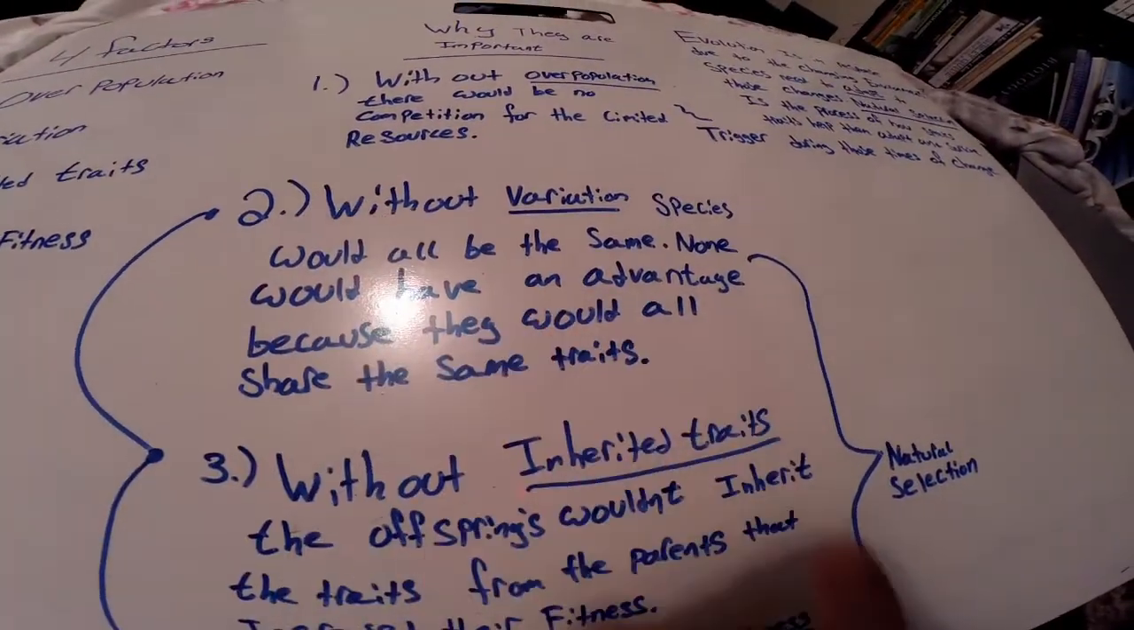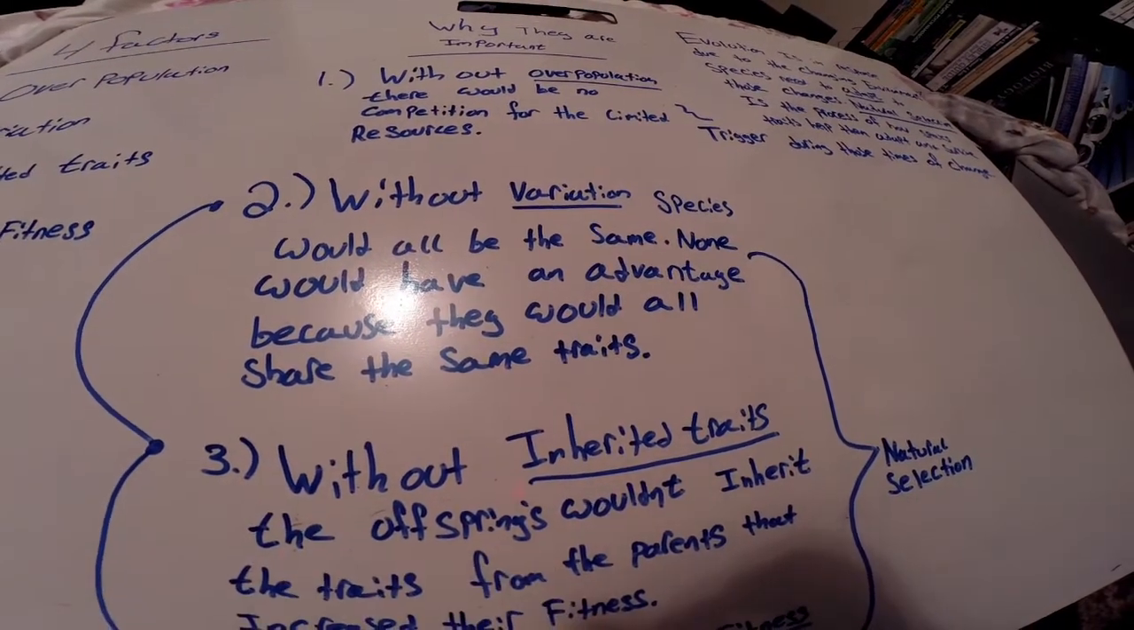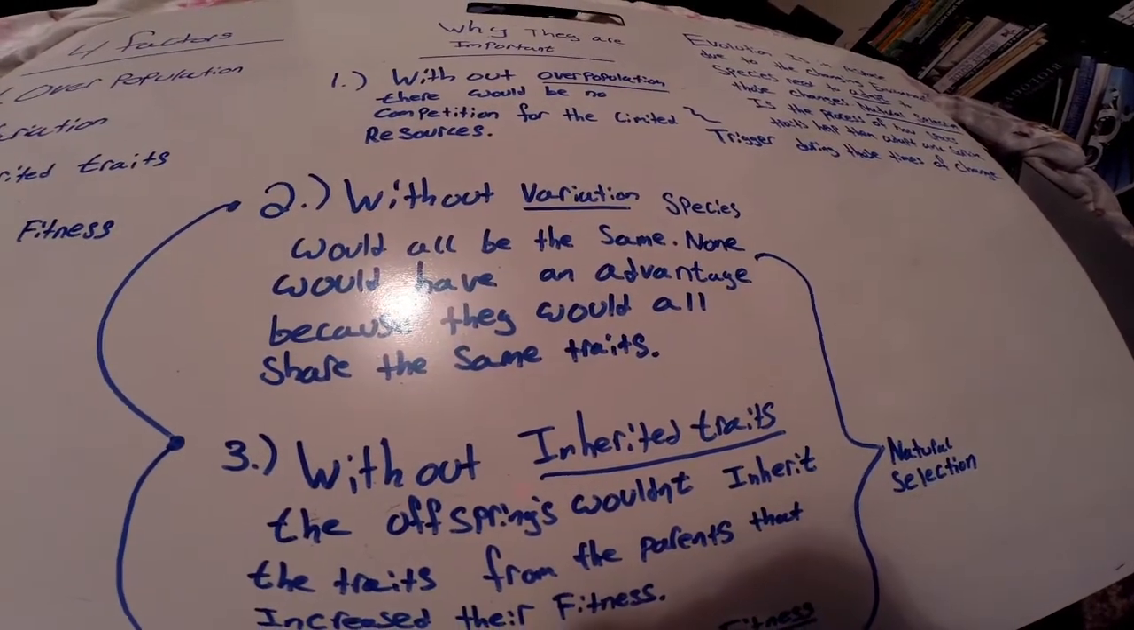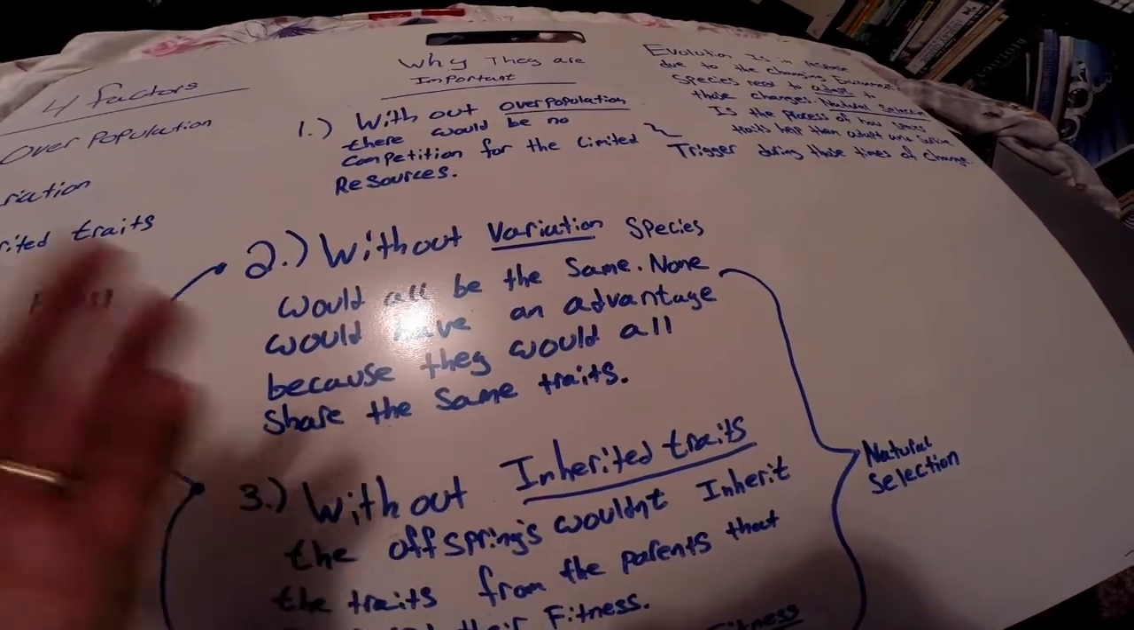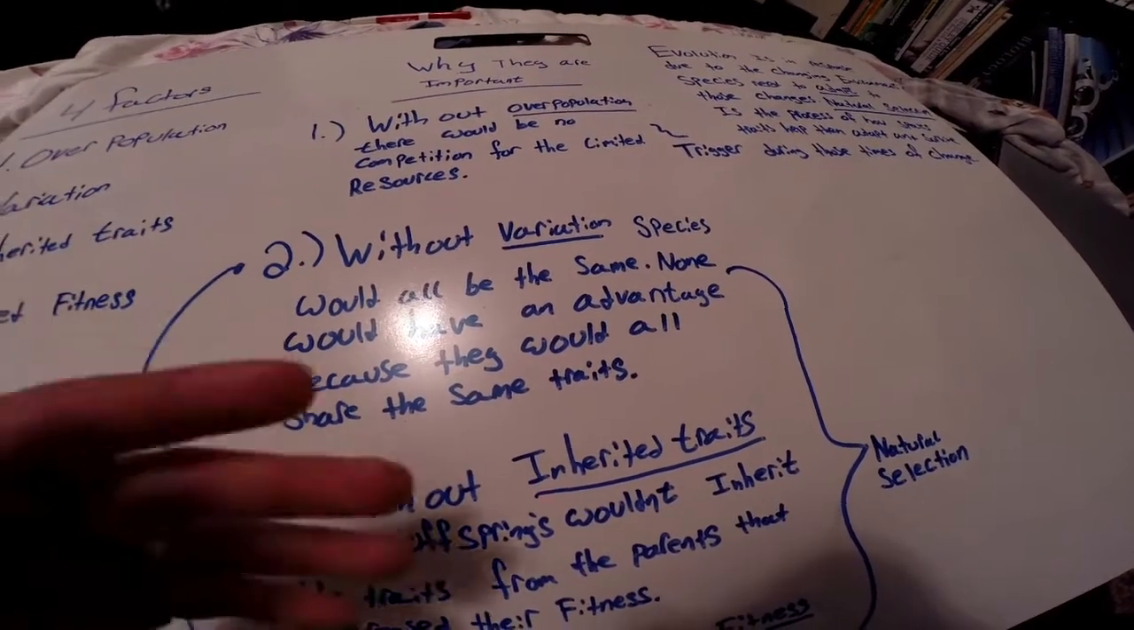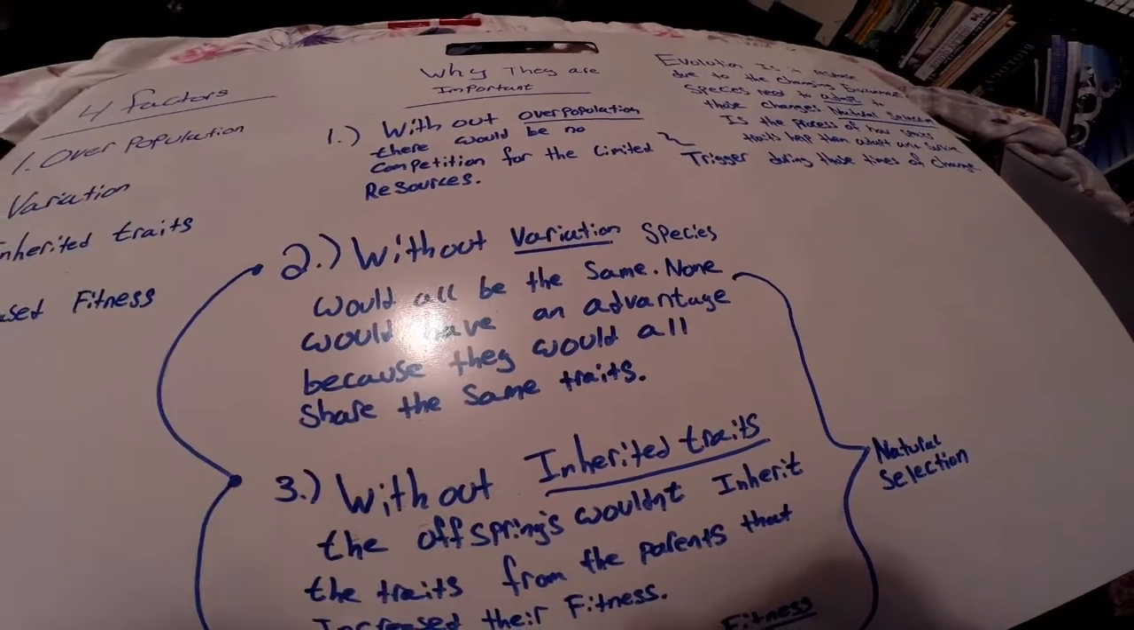Without variation, species would all be the same. None would have an advantage because they would all share the same traits. So if we don't have any variations, they're all the same. They're going to be the same height, all the same color, all the same speed.